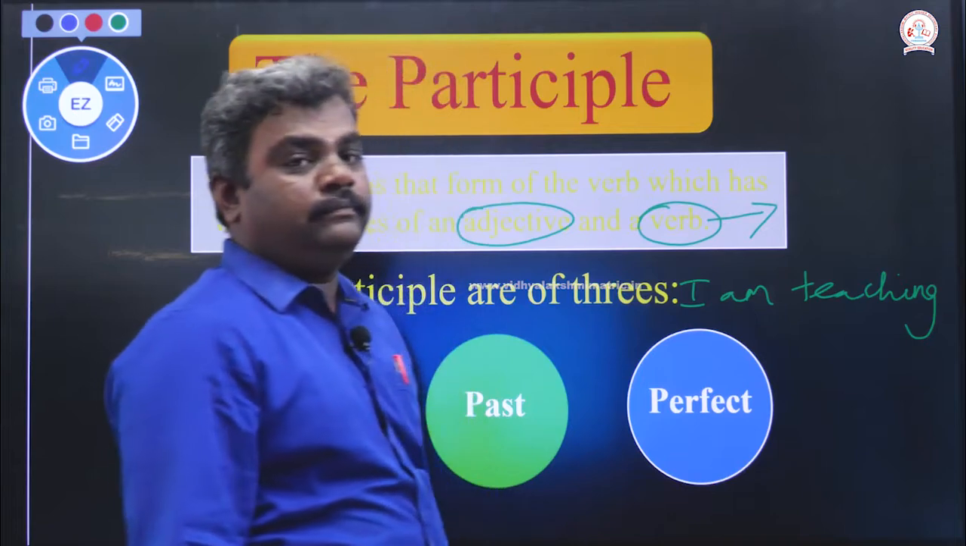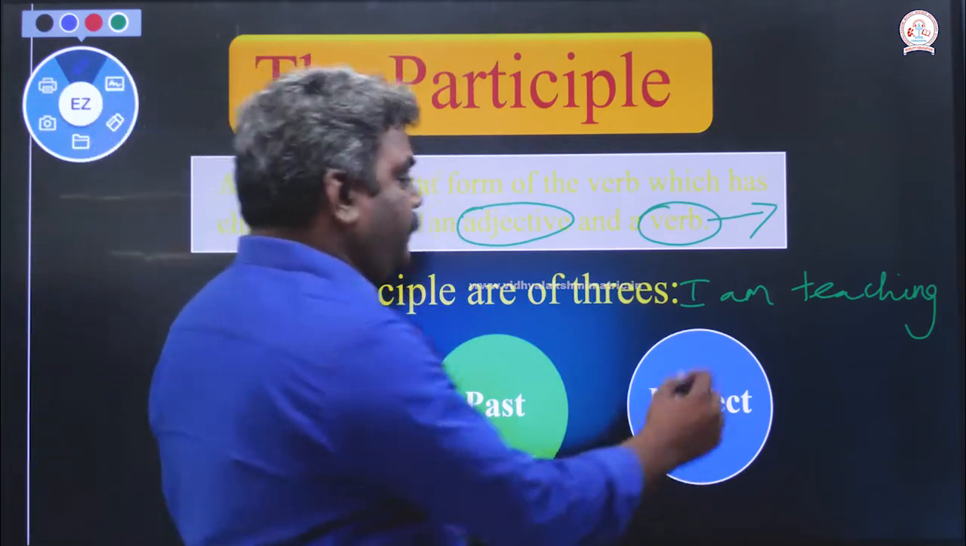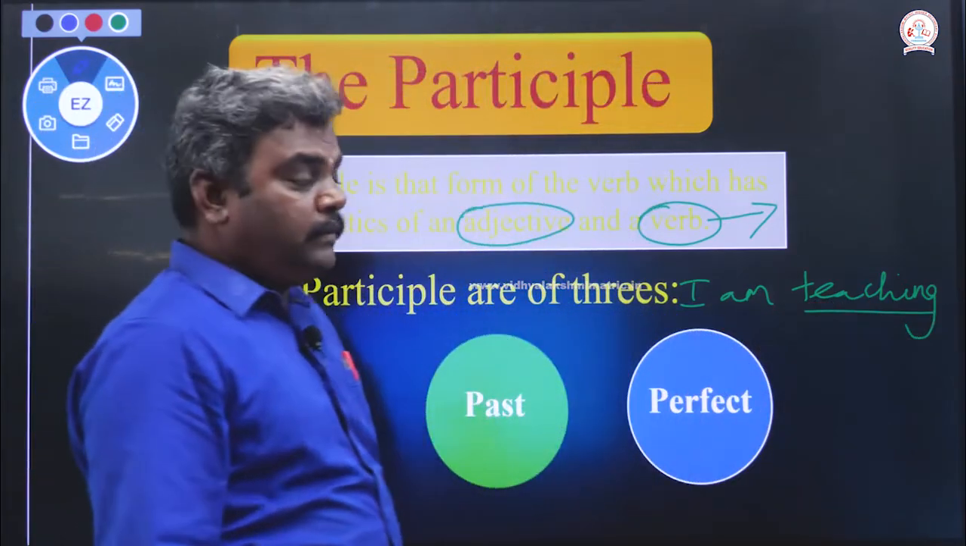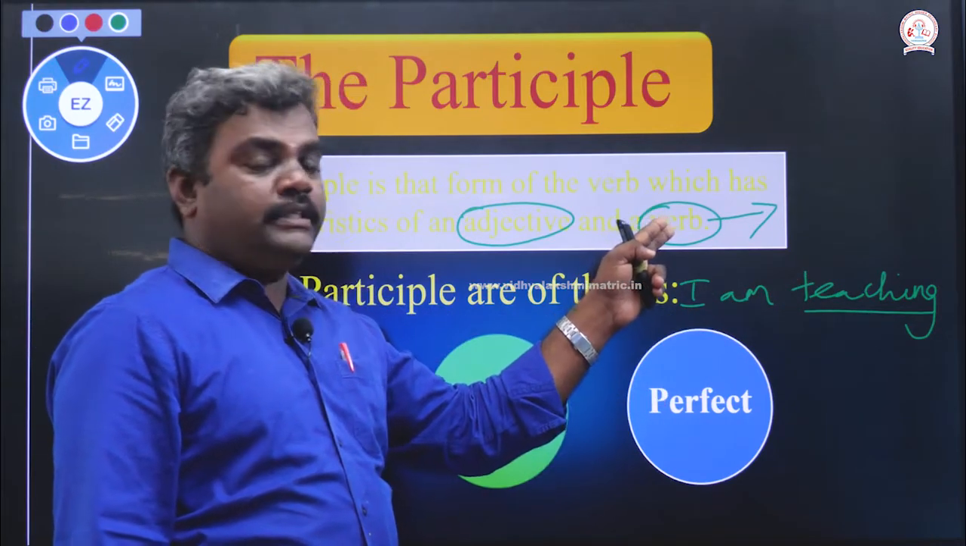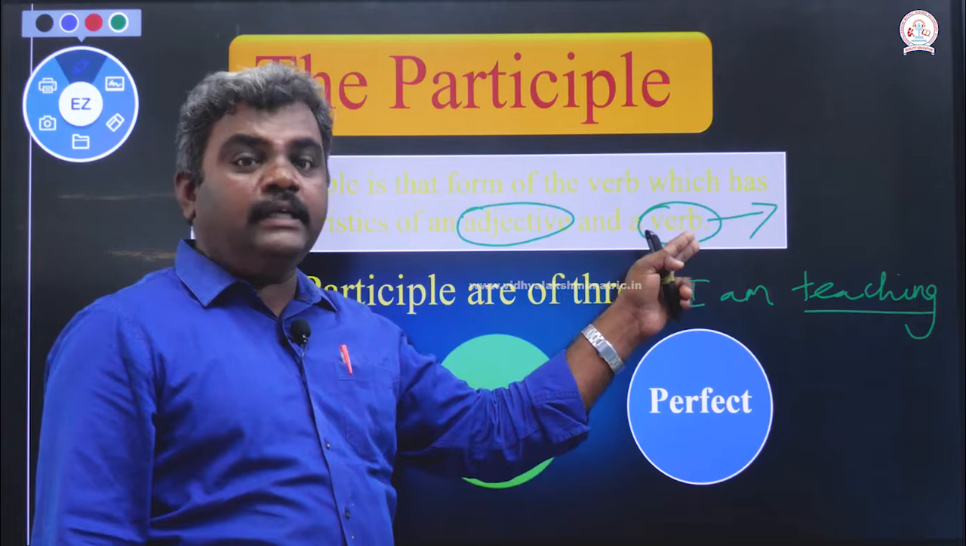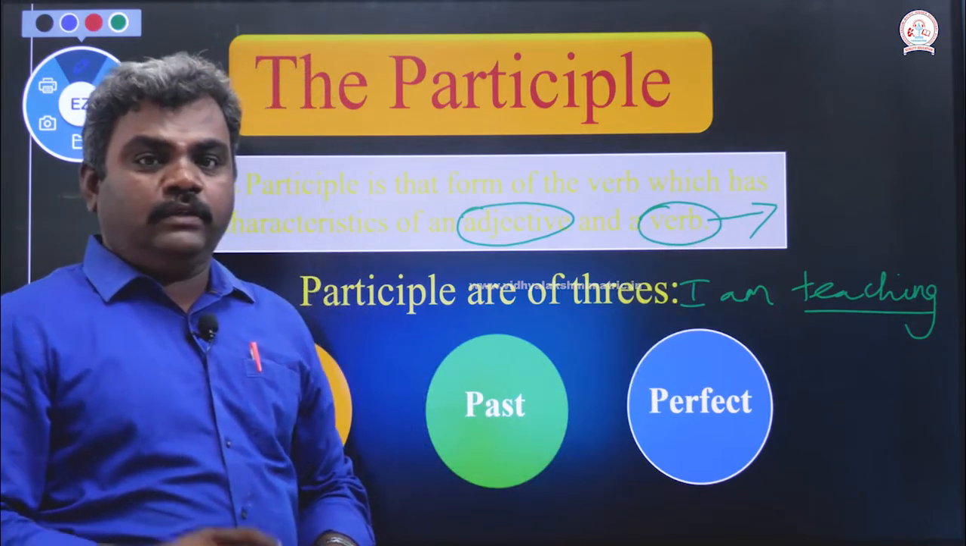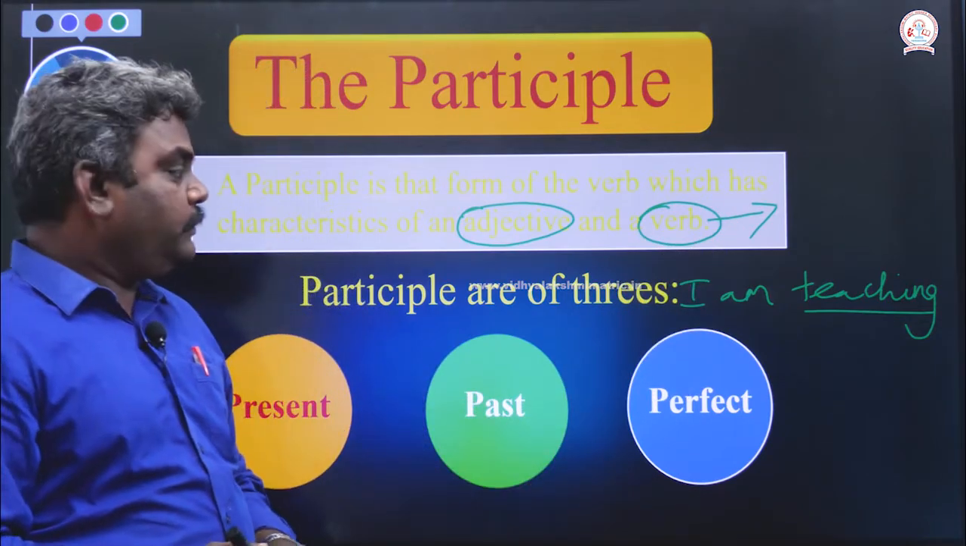I am teaching. Here this is a present participle. It comes as a main verb because the auxiliary verb is "am". Look at this. This is functioning as the verb. It's quite easy. The students can understand very easily.